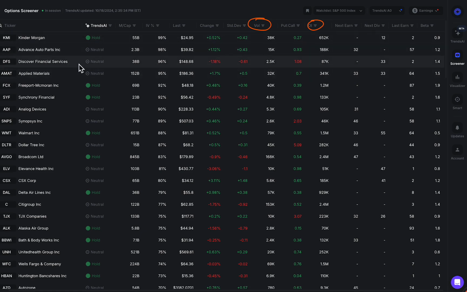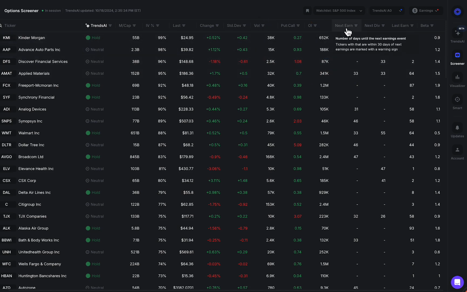So we have DFS with an open interest of 87,000. So there are 87,000 contracts floating around. The volume is telling us that 2,500 of those contracts were traded today, back and forth. But the 87K implies that there are 87,000 contracts floating around. People own them, people are trading them, whatever the case may be. So the open interest will typically be much higher than the volume because this is the total amount of open contracts, whereas the volume is giving us how many contracts were traded back and forth today.